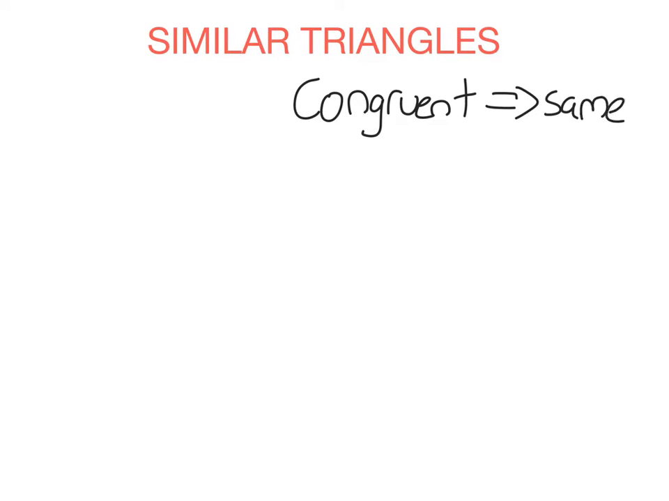We now turn our attention to similar triangles. Last lesson we looked at congruent triangles. And remember that two triangles were congruent if they had three pairs of equal sides and three pairs of equal angles. Essentially, they were the same triangle, but the orientation could be different.